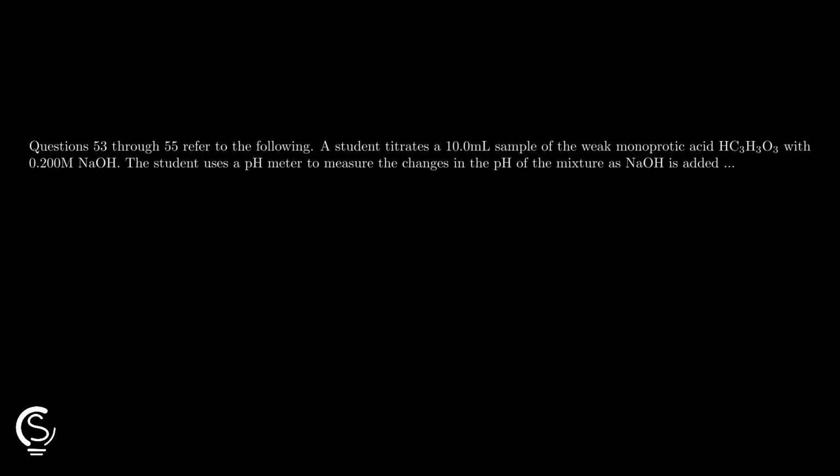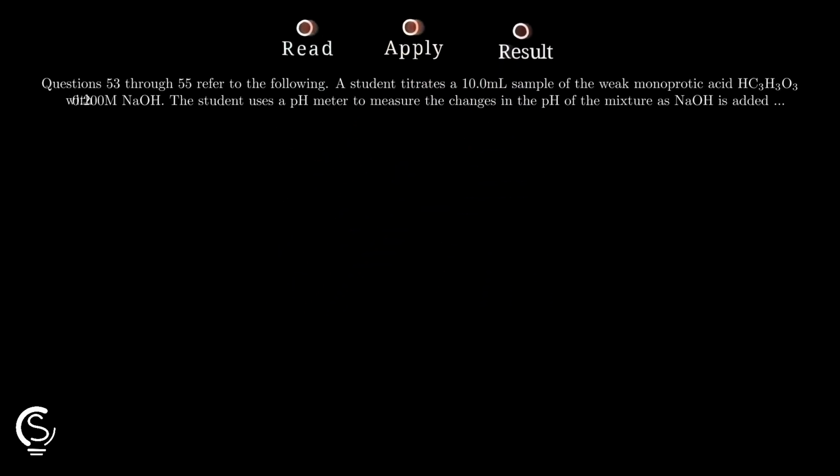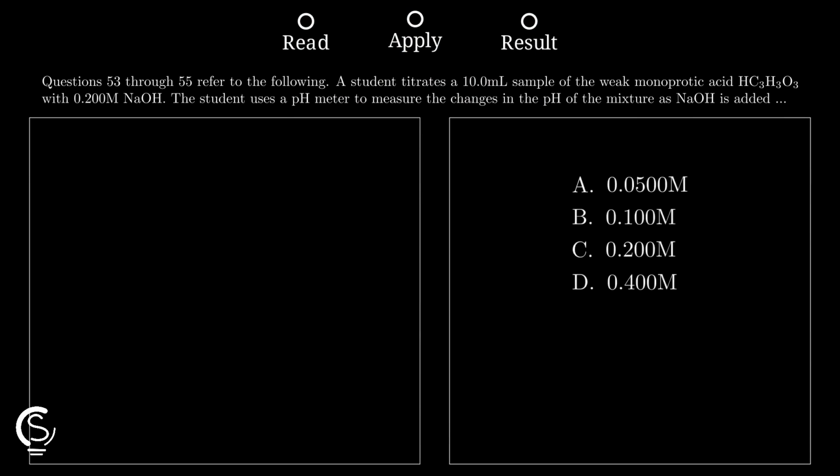Let's go! Finding the initial concentration of this weak acid is super fast if you look at the equivalence point on the graph. Let's solve this. First, we need to identify the equivalence point where the curve is steepest. Looking at the graph, the vertical section occurs exactly when 5 milliliters of sodium hydroxide have been added.